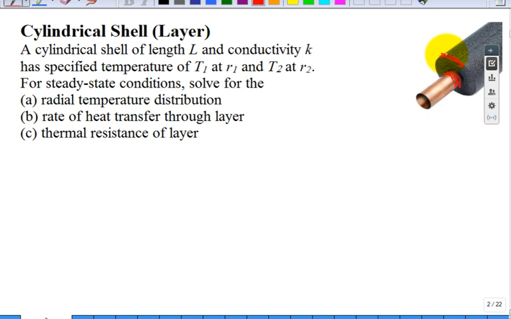So what do you have? You have a cylindrical shell of length L, has a thermal conductivity k, has a specified temperature T1 at r1. So this is at r1, you have a temperature T1, and at an outer radius r2, you have a temperature T2. Can you get the temperature profile, the radial temperature distribution? Can you get temperature as a function of r?